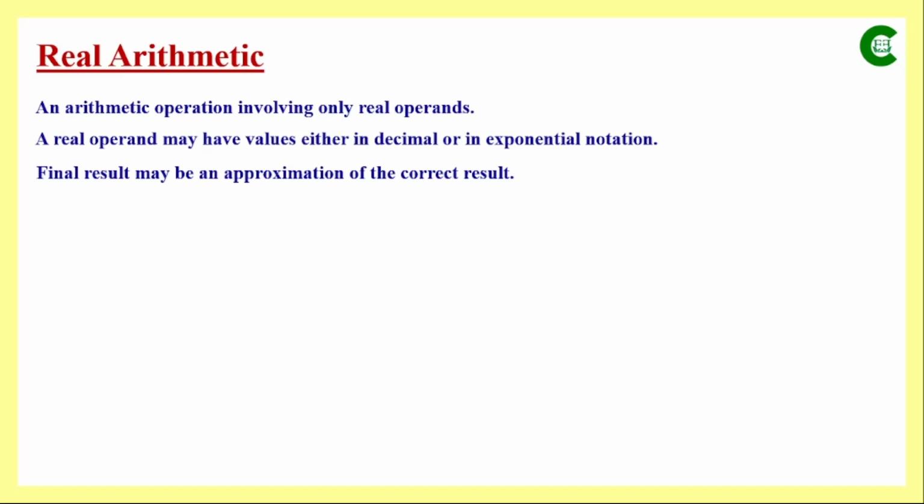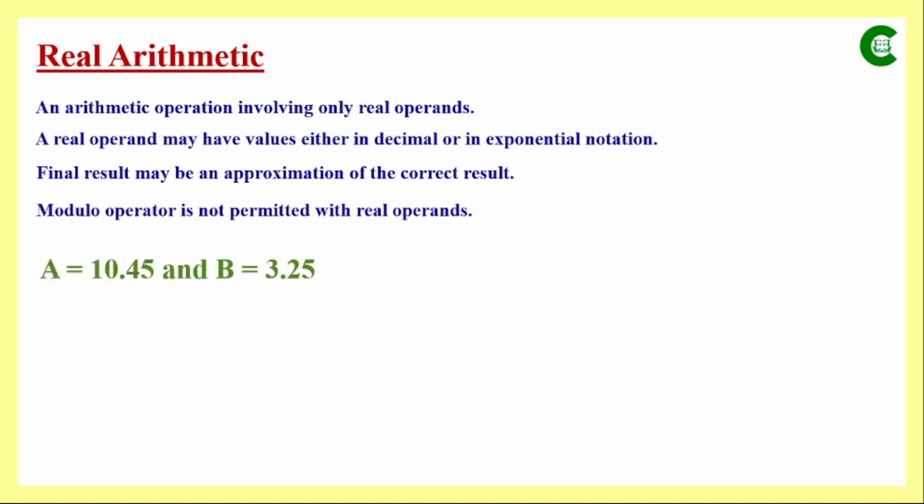So if it is float, then after the decimal point it will store 6 digits. If it is double, then after the decimal point it will store only 15 digits, and the rest of the digits it will truncate. So always that result will be an approximation of the correct result. Modulo division is not permitted, as I said earlier, in case of real arithmetic. Now this is an example where we have taken a as a real value, 10.45, and b also is a real operand, 3.25.